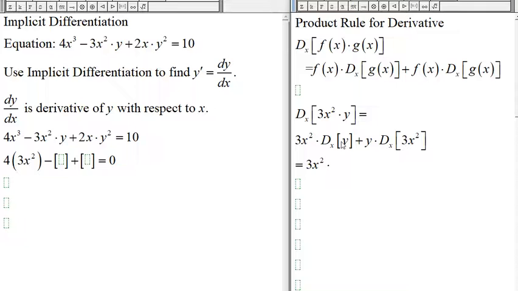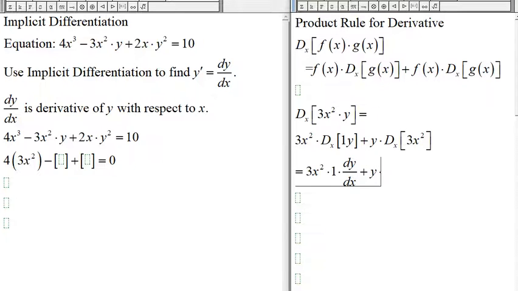So this would be 3x squared. And then right here, this is the same as 1y. We're doing derivative with respect to x, but the variable here is y, and therefore we need to use the chain rule. The chain rule is the derivative of 1y, which is 1, times the derivative of y, which is dy dx.